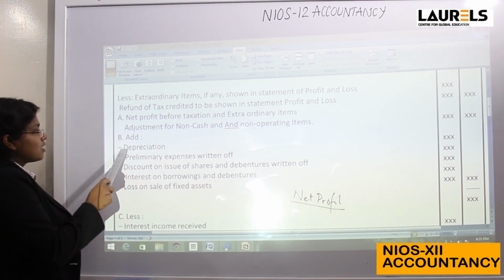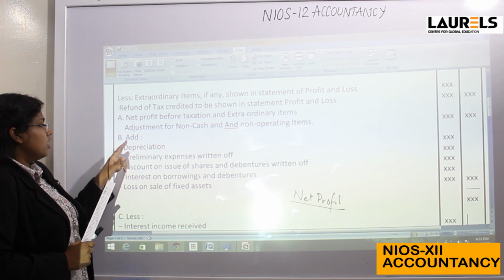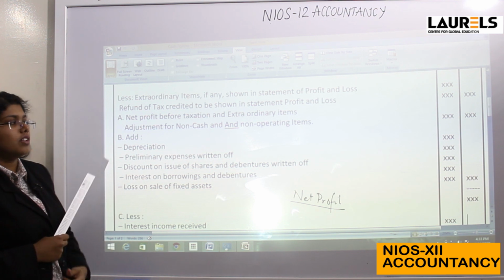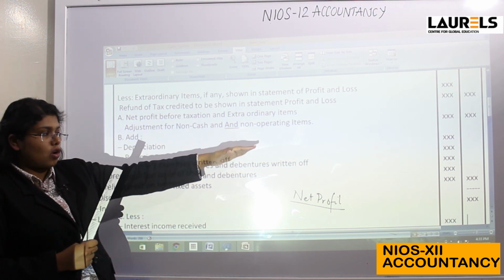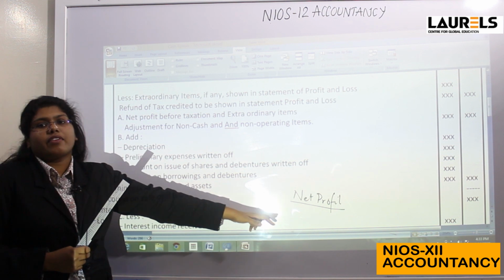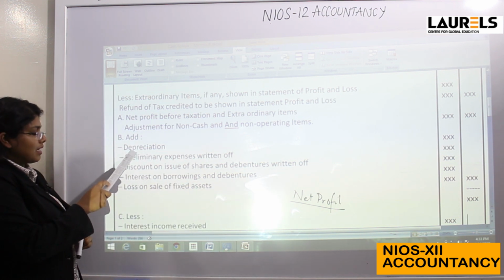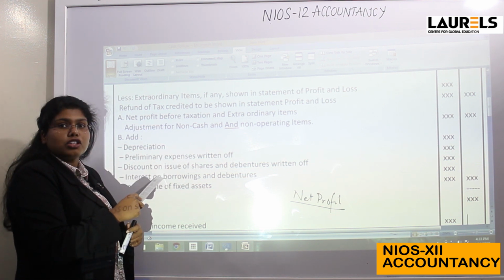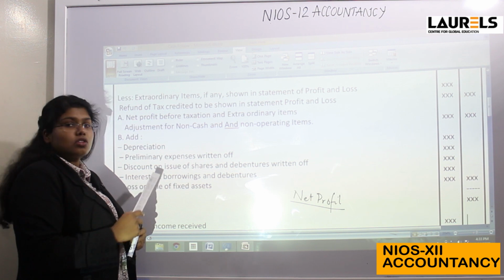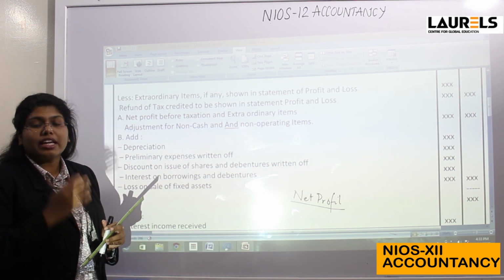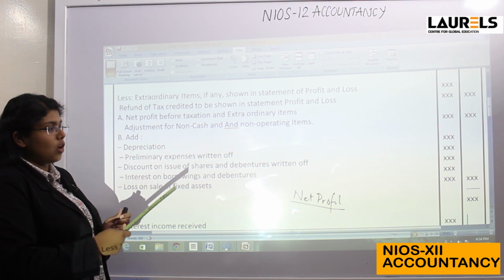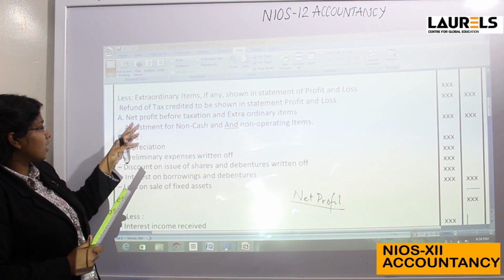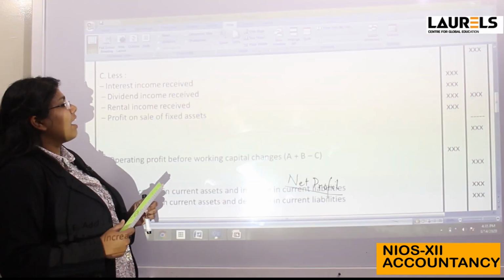The first item under that is depreciation. In the profit and loss account, depreciation is usually deducted from our gross profit to arrive at net profit. So what do we do? We add it back. Same is the case with all of these items: preliminary expenses, discount on issue, interest on borrowings, loss on sale. All these are usually deducted in the profit and loss account, but as they are non-cash items, in our cash flow statement we add them back to get the actual net profit.